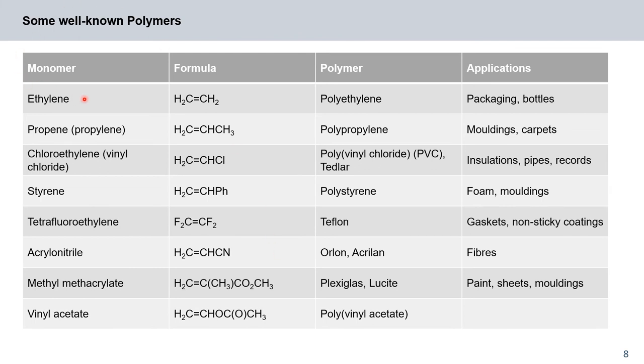So here on this slide you see some other well-known polymers, polymer names or their commercial names. Just to give you an overview, this list is by no means exhaustive, and you shouldn't really learn it by heart. As we discussed, polyethylene, its monomer is ethylene, and we're using it in packaging and plastic bottles, polypropylene in all kinds of moldings or carpets, PVC, in particular not only in insulation but also in vinyl records, polystyrene you would have seen in all kinds of packaging foams, Teflon on your non-sticky coatings on pans and pots, those on gaskets, and a couple of other polymers obtained from acrylonitrile, methyl methacrylate, and vinyl acetate.